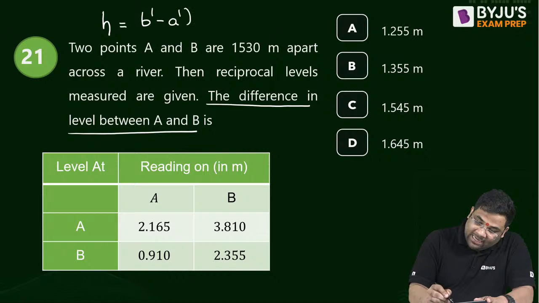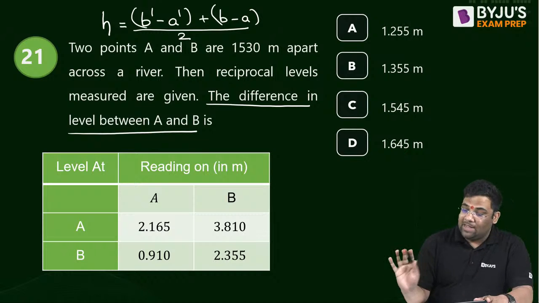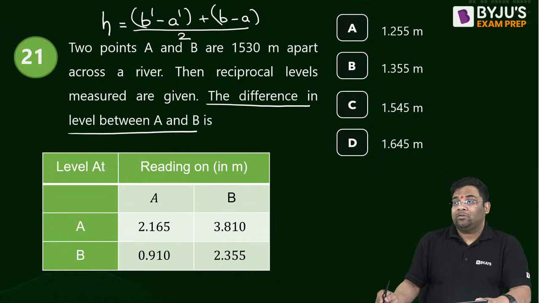B dash minus A dash plus B minus A by 2. So all the basic things which are repeated in the examinations, I have compiled them and I have given here. So what is the right answer to this?